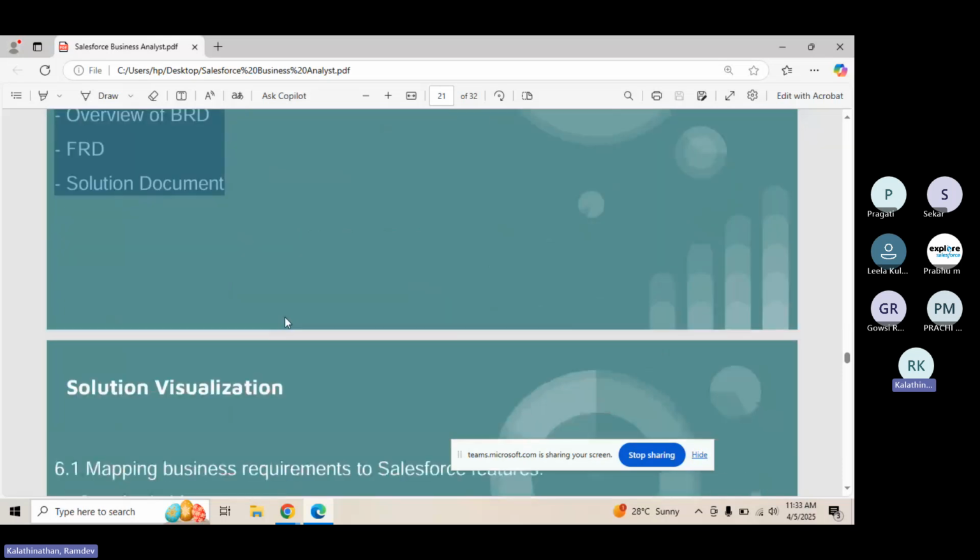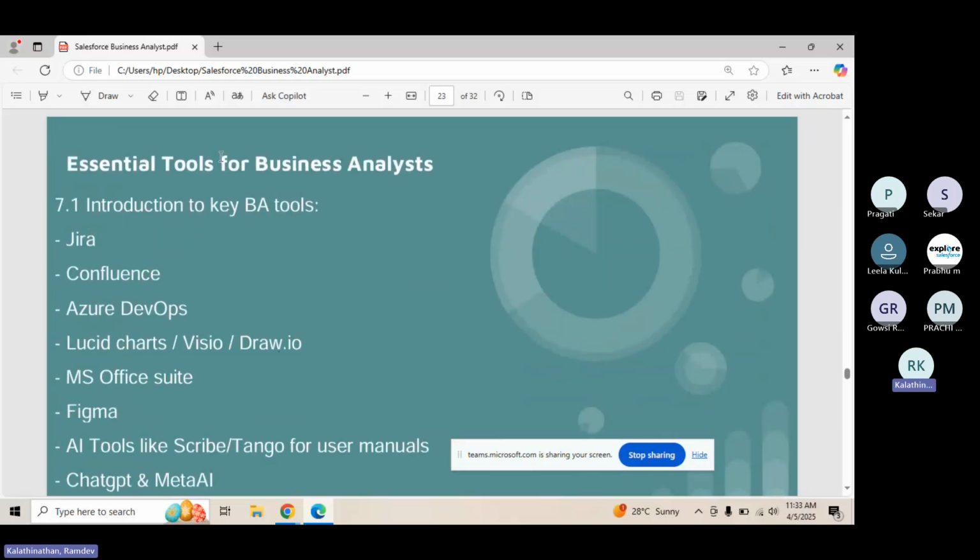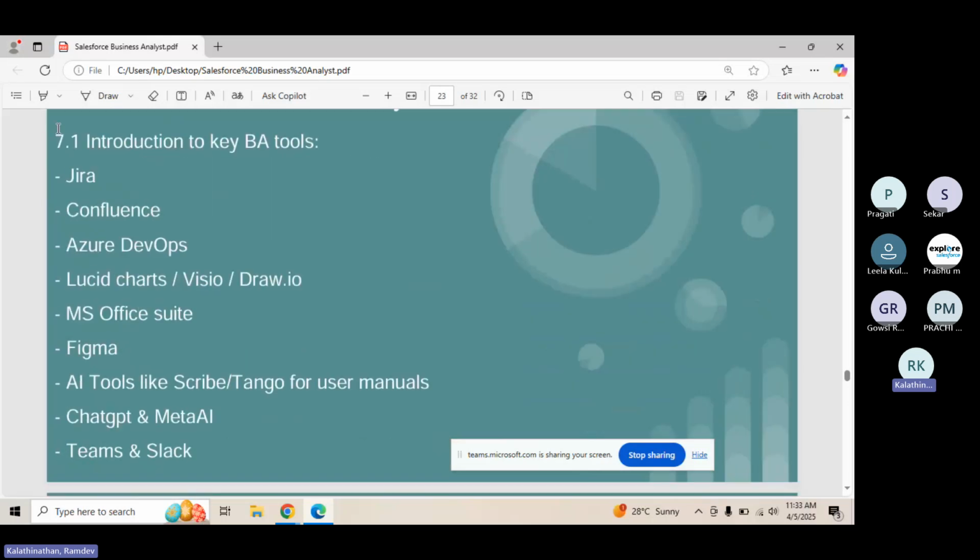And solution visualization, like I already told you, a little bit of standard and custom objects, automation, and flows, but it will not be a detailed admin training as such, because Prabhu already has a separate training for admin. So we have made sure that what is discussed for admin during this session is really minimal, focusing more on the business side. I'll also give you a few integration use cases, because as a BA you need to understand that as well. And then essential tools for BA. We'll be talking about Jira, Confluence, Azure DevOps. These are all the tools that I've seen people using in the BA ecosystem so far.